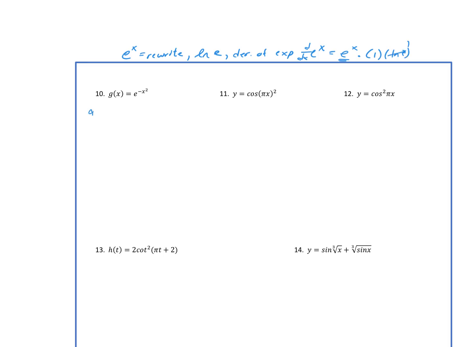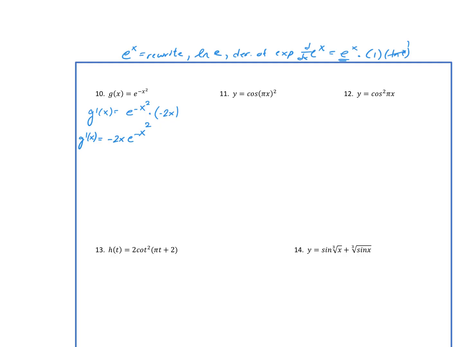Now we have a function in the exponent. We rewrite it, ln of the base, ln of e goes away, and then times negative 2x. You get negative 2x e to the negative x squared. That's g prime.